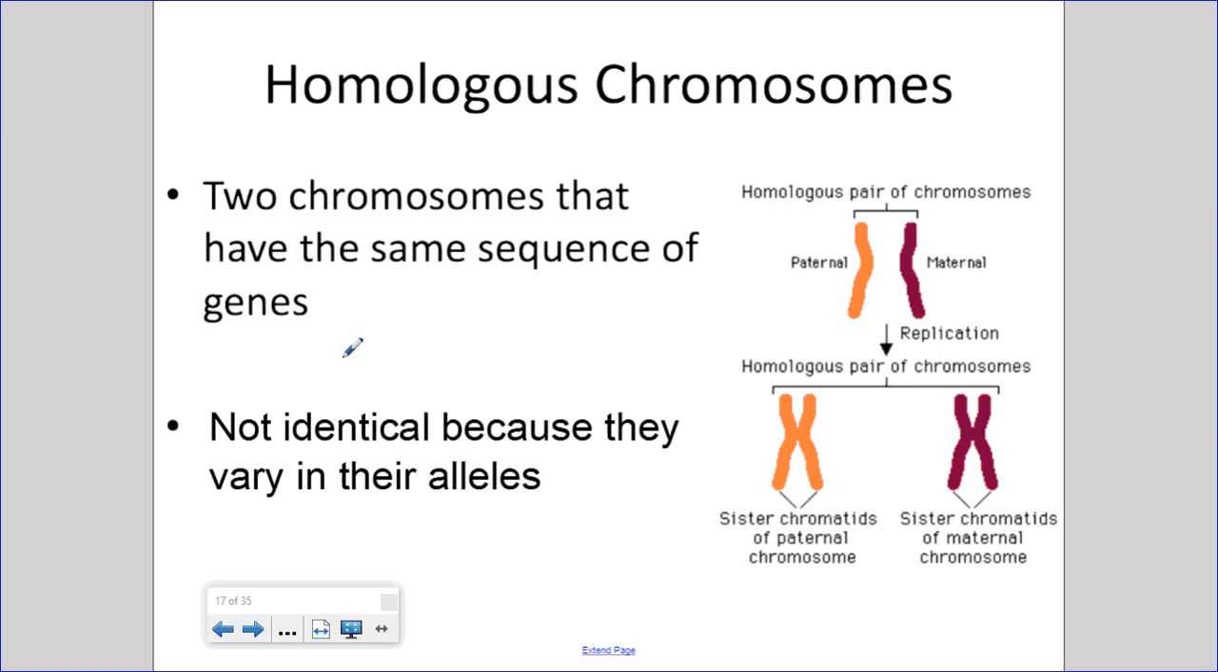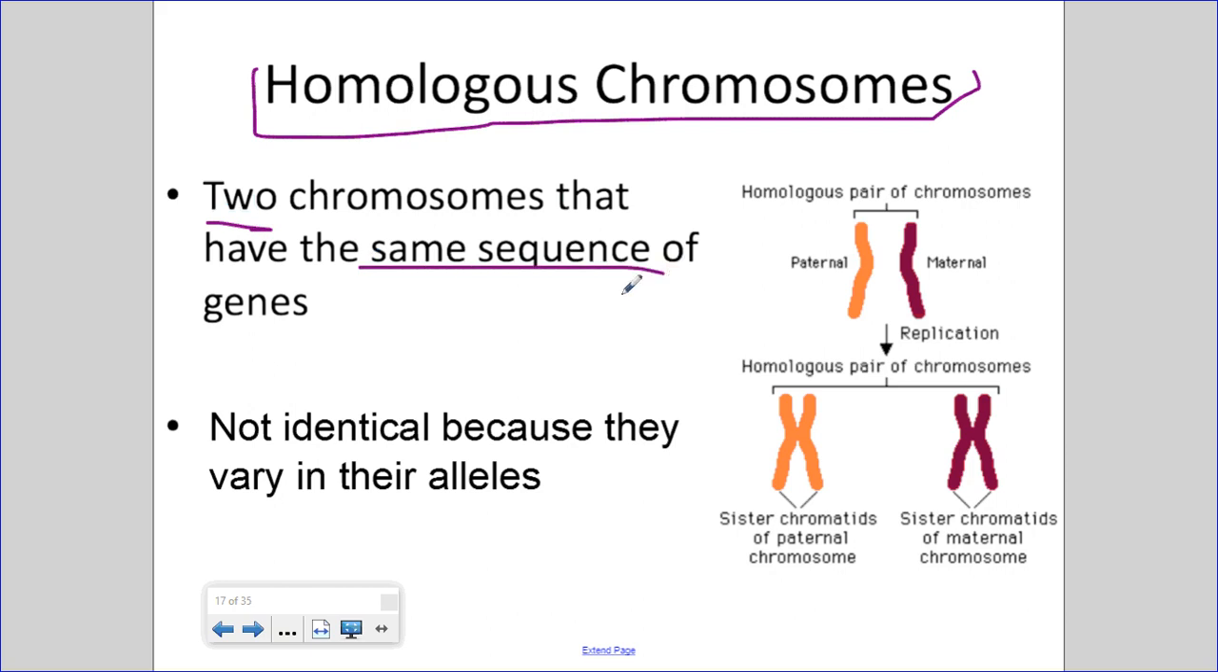Because we have two of every type of chromosome, those two chromosomes are referred to as homologous chromosomes. Homologous chromosomes can be defined as two chromosomes that have the same sequence of genes. Now, they are not going to be identical because they vary in their alleles. Remember, alleles are the variations in those genes. So between those two chromosomes, there can be different alleles. They'll have the same sequence of genes, but those genes can vary based on those alleles.